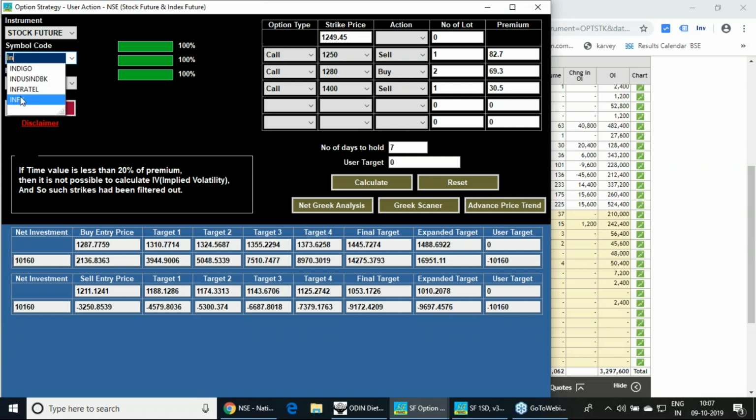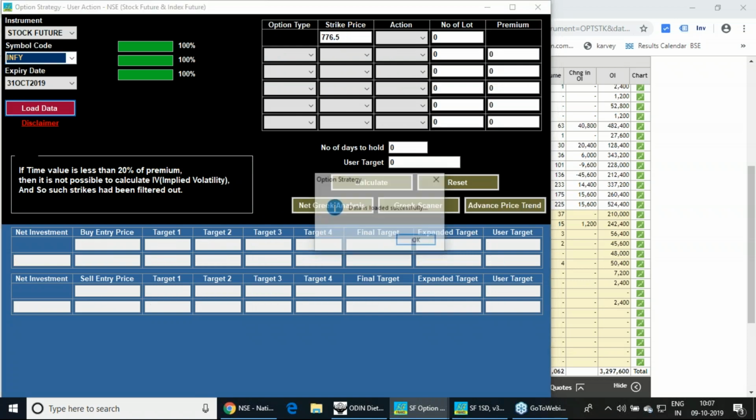Infosys has a huge lot size. So when any counter has a huge lot size, it is better that you buy a future here. You buy deep in-the-money put options, 800 put options I am going for, which has almost 24 rupees as intrinsic value. So 24 rupees, and 16 rupees is the time value. You buy one 800 put option, one lot.